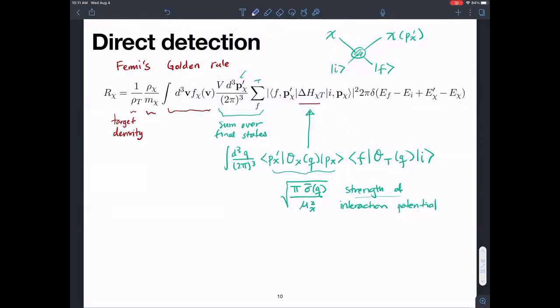And so what that gives now is a form of the rate, which I can separate clearly into the dark matter pieces and the target pieces. So the first part is the same.